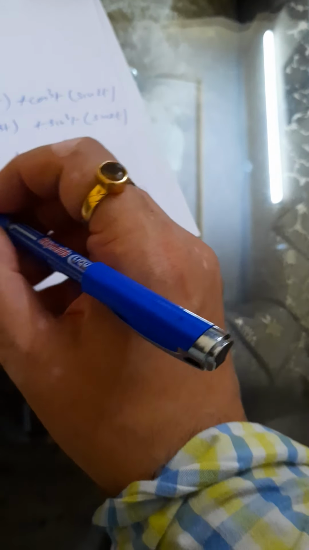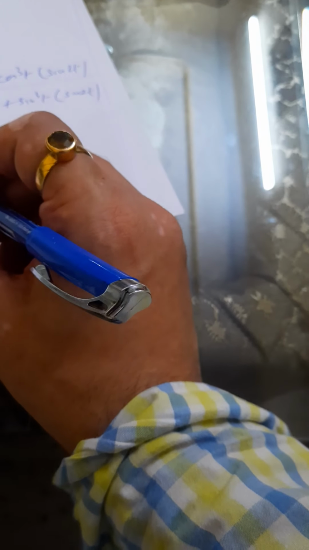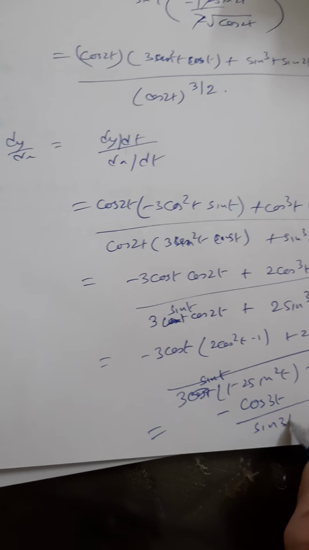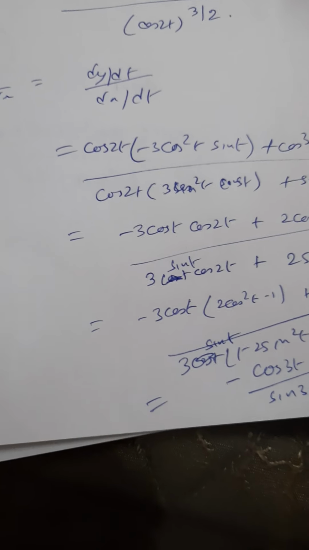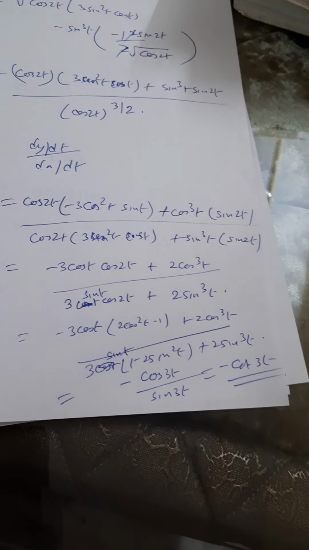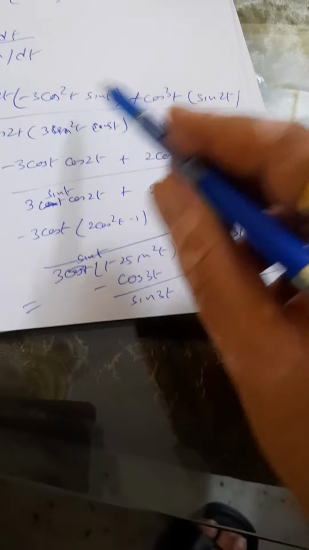Sorry, this is sin square t cos t. So this is cos 2t, this is 3 sin t, so here sin t has come. Yes. Now when you solve it, this is minus cos 3t by sin 3t, by the formula, and that is minus cot 3t. So like this you have to solve it. Here you will take common sin t cos t and cancel it.